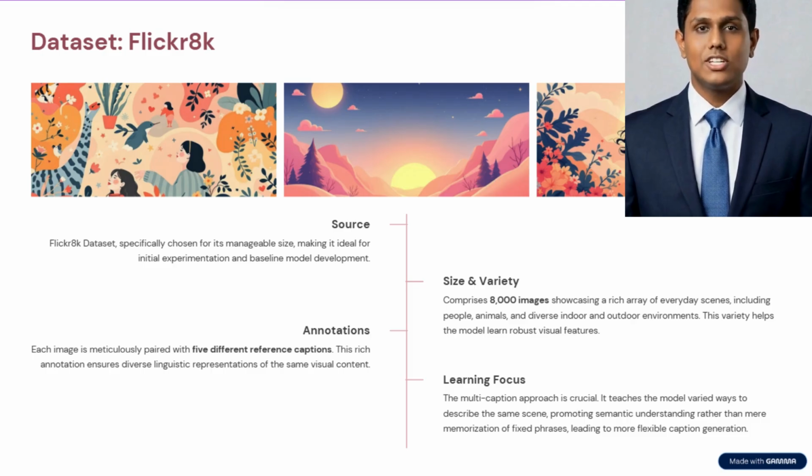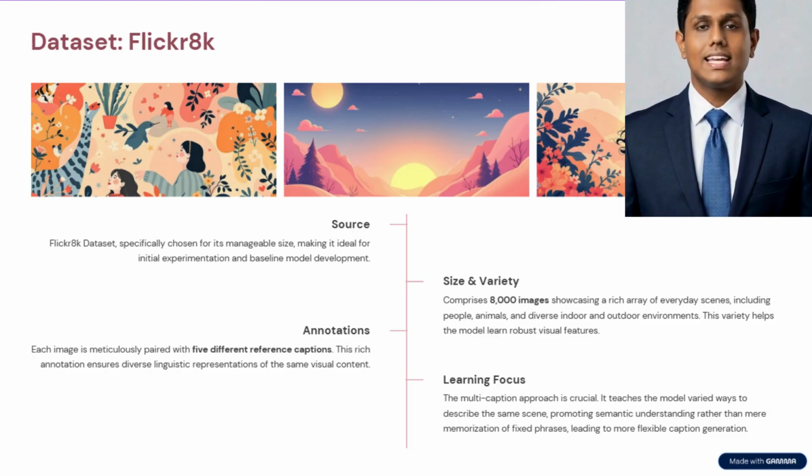Crucially, each image in this dataset is annotated with 5 different reference captions. This is vital because it teaches the model that there is no single correct way to describe a scene. It allows the model to learn meaningful associations about objects, actions, and scene context, rather than just memorizing rigid labels.